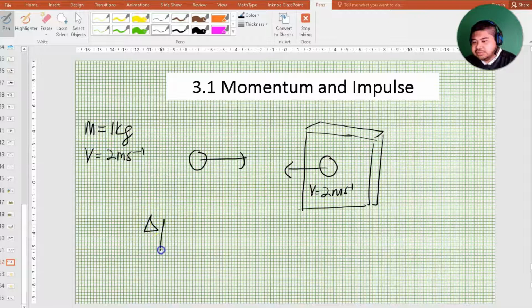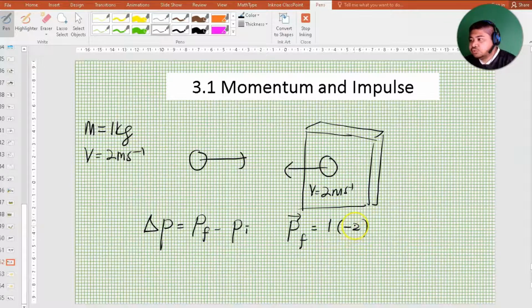Remember, change in the momentum is P final minus P initial. So first we have to calculate the final momentum. P is a vector. So the mass is 1 kilogram, so 1 times negative 2. Why am I using negative 2? Because the direction of the velocity is to the left. So I'm taking the velocity as negative 2. Negative indicates the direction. So I have the momentum at -2 kilogram meter per second.